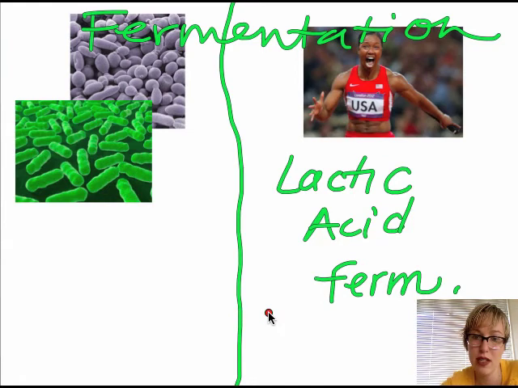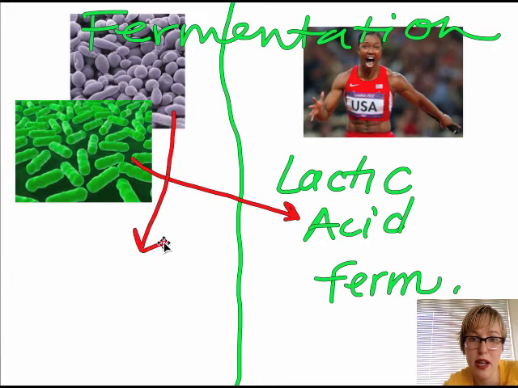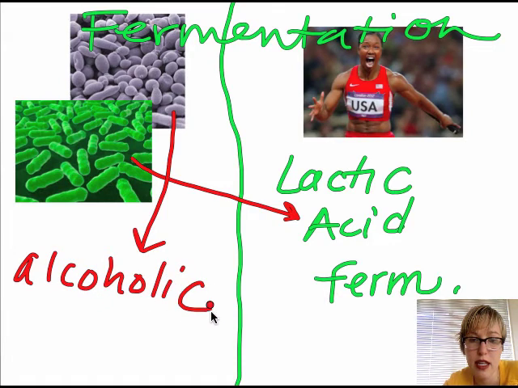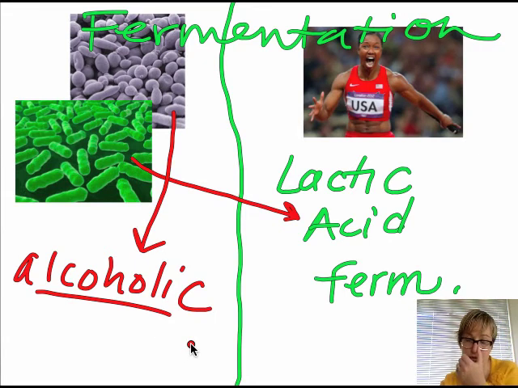And then if we look at certain microorganisms, some bacteria do lactic acid fermentation and some do alcoholic fermentation. But the superstar in alcoholic fermentation is yeast. And yeast takes glucose and breaks it down in glycolysis, and the byproduct is typically ethanol. And this is used to make things like bread and beer and wine.